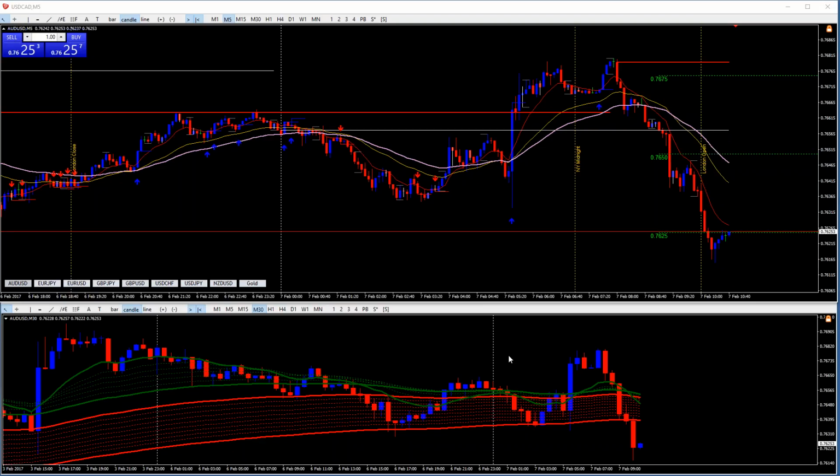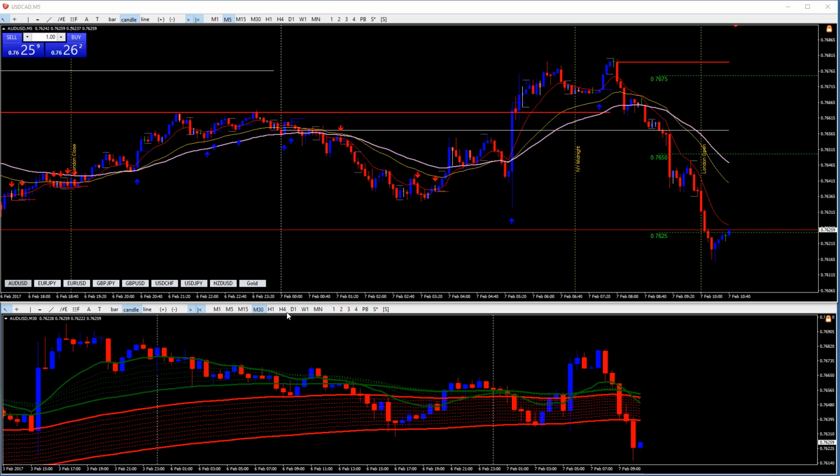From the 10 to the 20 and the 30 to the 50, to see whether or not the river is narrowing, so whether or not we're getting some consolidation, and then an opportunity for a breakout on a higher time frame.